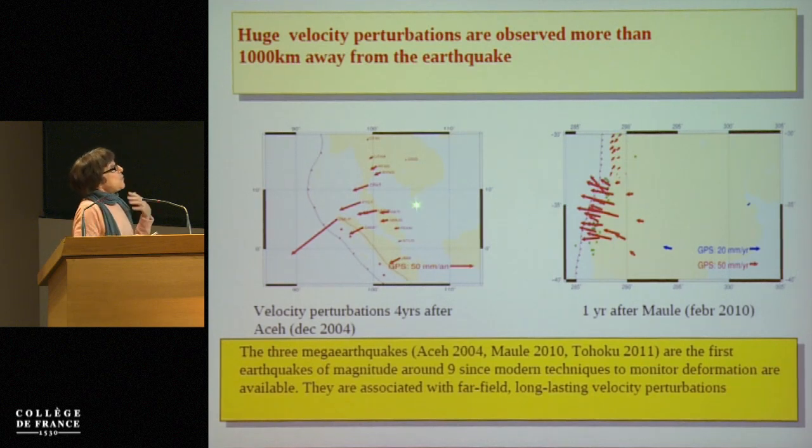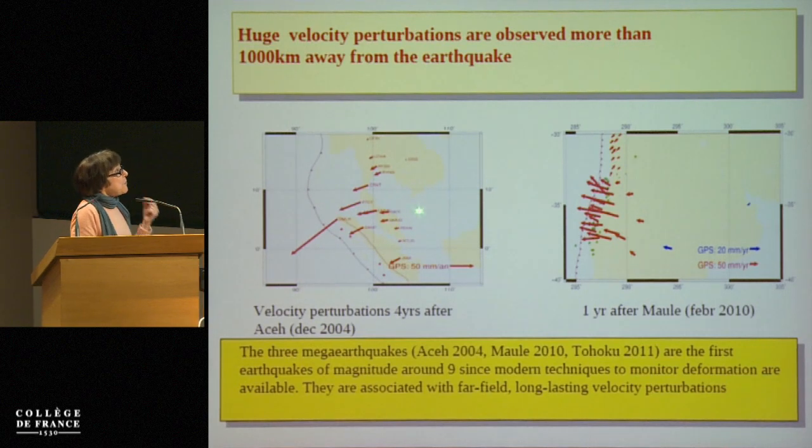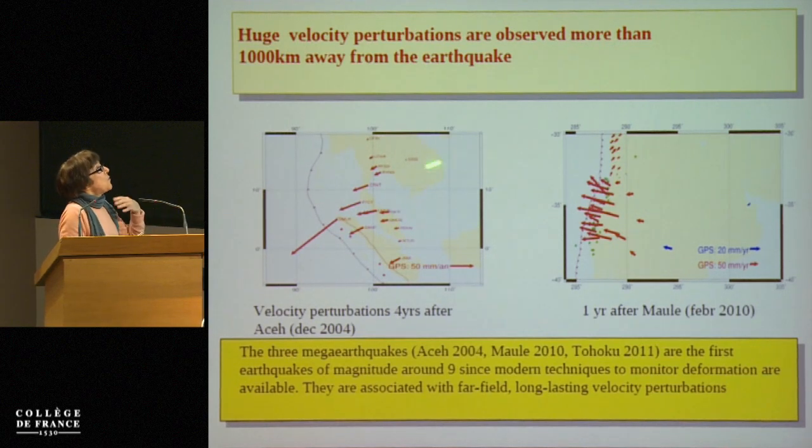What is remarkable is that after these earthquakes, the velocities in the surrounding plates have changed by more than 1 centimeter per year, sometimes 2,000 kilometers away from the earthquake. So there have been very large changes in velocities after the earthquake.